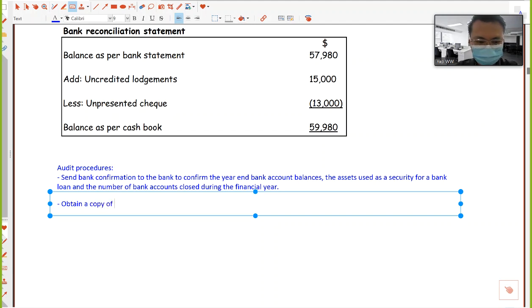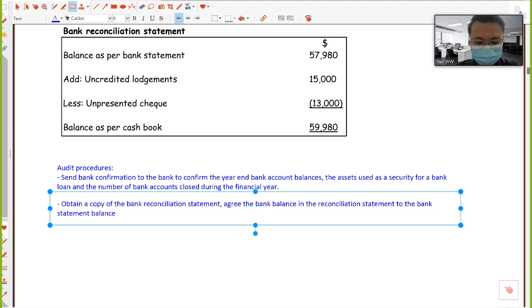Obtain a copy of the bank reconciliation statement. Agree the bank balance in the reconciliation statement to the bank statement balance at year end. Okay, that's it. Yeah, you agree the figure, then you are done with 1 mark.